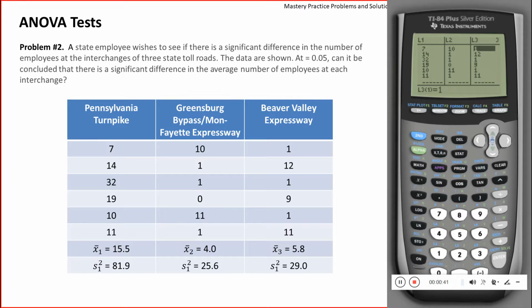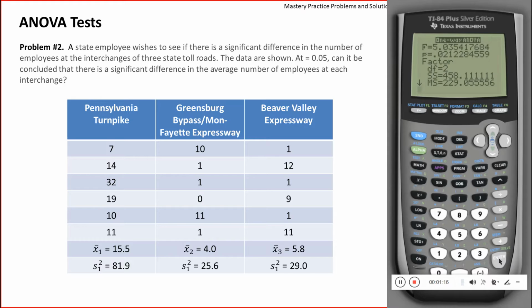So really most of the problem is done at this point, because the next thing I have to do is go to Stat, run over to Tests, and run down to find the ANOVA test, which is typically right at the end. There it is, ANOVA test. Let's select it. And all it's asking you is, where is the data? So let's tell it it's in L1, a comma, L2, a comma, and L3, and then I'm going to close the parenthesis. And I'm just going to tell it to go.